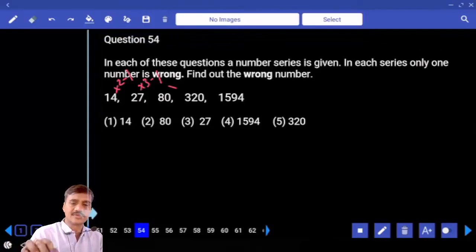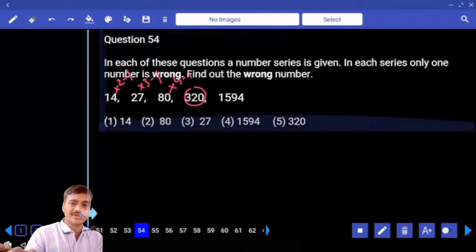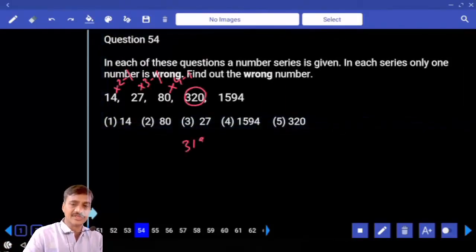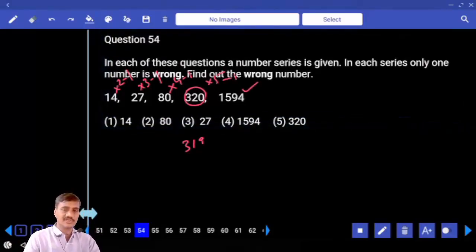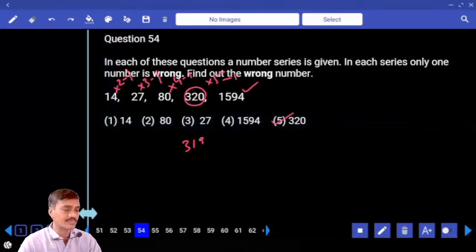81 minus 27 into 3 into 4. Next into 4 minus 1 రావాలి. And ఎంత రావాలి? 319 రావాలి. And 319 into 5, and 1595 minus 1, 1594, correct. And so what is the wrong number here? 320, and the correct number is 319, choice 5, 54. And coming to this 55.